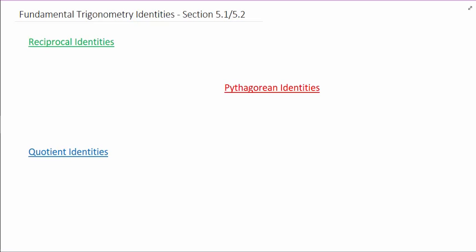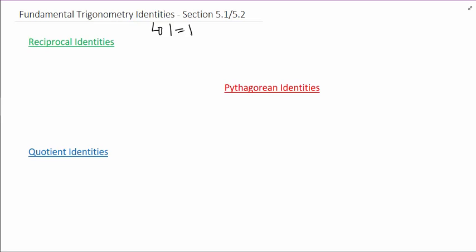Today we're going to discuss the fundamental trigonometric identities. The fact that these are the fundamental ones means that these are the basis for how we can move forward. Identity here is something like 1 equals 1. This is a true statement.